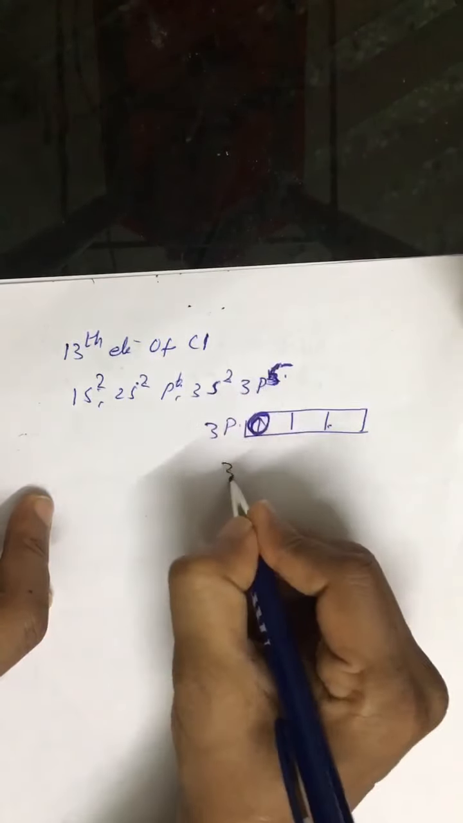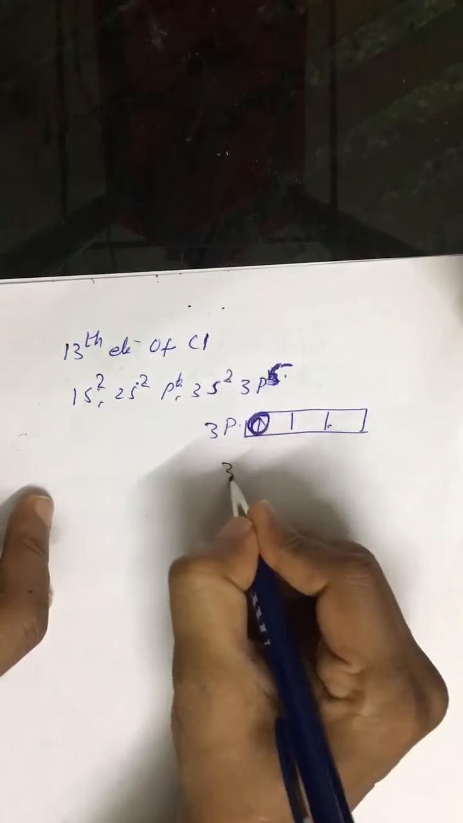N is equal to 3. L is equal to 1, since it is present in the p subshell. M is equal to plus or minus 1, since it is in the corner. Spin quantum number is plus half. Alright.